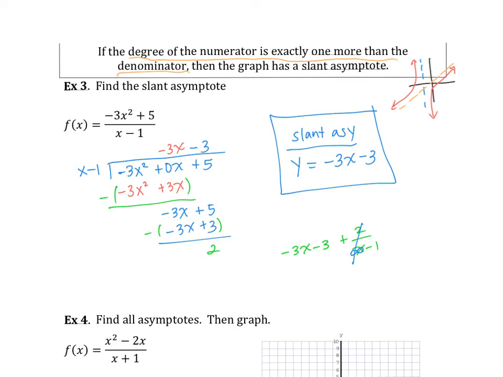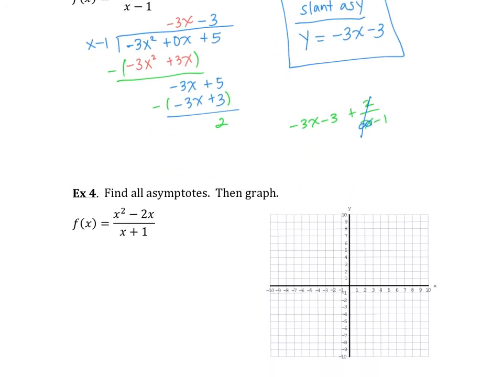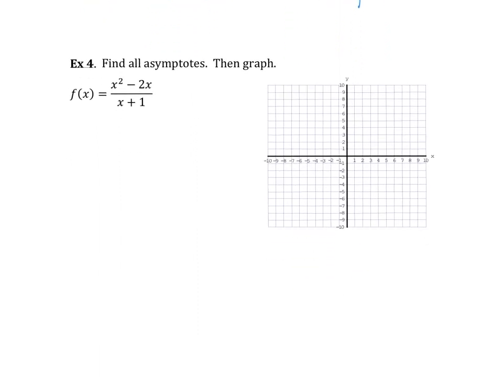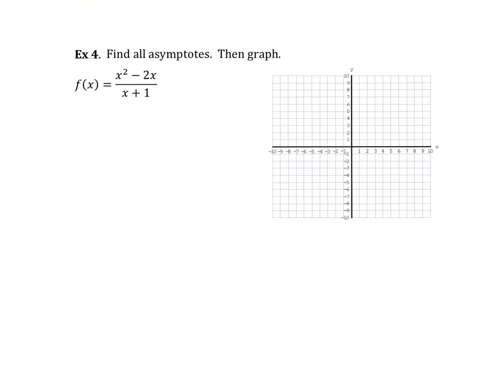We're going to find the asymptotes and we're going to sketch the graph for this one. Okay, it says find all asymptotes. I'm going to do the vertical asymptote first because it's easy. If I look at the denominator, I can see x can't equal negative 1. Because there's a vertical asymptote at x equals negative 1.